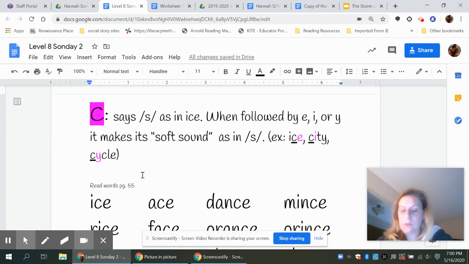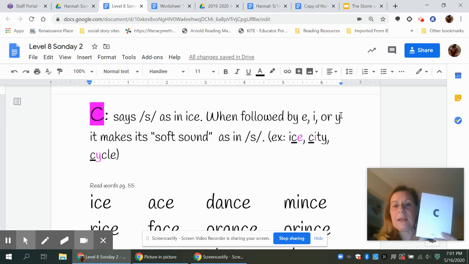Okay, the next sound that we're going to practice is our soft C. The C says s as in ice when it's followed by an E, I, or a Y. Then it will make its soft sound. An example is ice. Notice the E comes after the C. City. Notice the I coming after the C. And cycle. Here's an example of Y coming after the C.